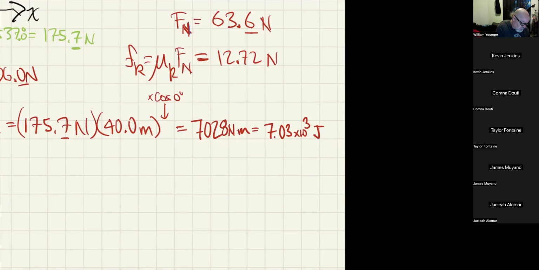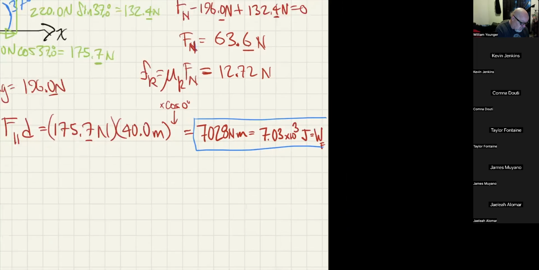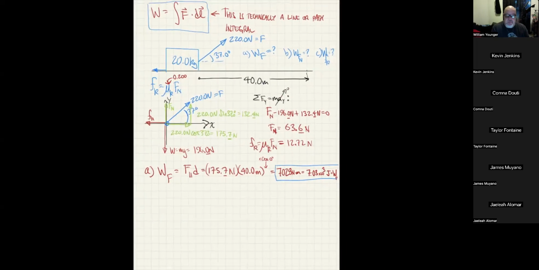Now, just for some conceptual idea of what a joule is, I will tell you that a joule is about as much work as it takes to lift a nice, juicy, red, delicious apple off of the floor and put it on top of, say, a kitchen table. That's about 1 joule of work. So by pulling this 20-kilogram block against friction, I'm doing the equivalent of lifting 7,028 red, delicious apples off the ground and putting them on a kitchen table. So that's one of the works.